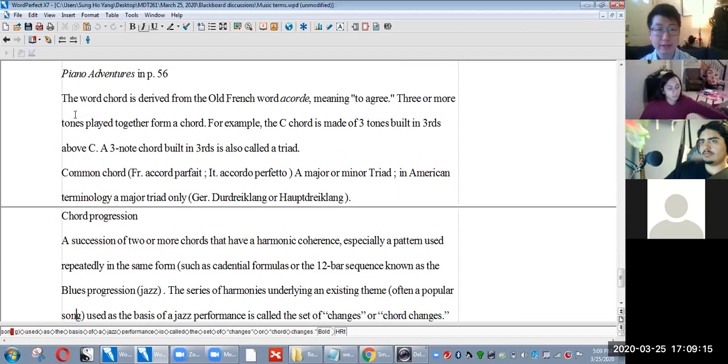Chord. The word chord is derived from the Old French word accorder, meaning to agree. 3 or more tones played together form a chord. So now you know the fifth, and now also you know how to build thirds based on the C major scale. I want you to play that C chord, or scale degree 1, 3, 5.